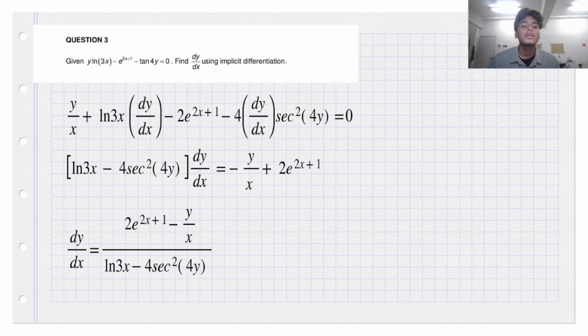And then we put all the equations that we differentiated together, and we separate the terms that are multiplied by dy over dx to the left, and the terms not included with dy over dx to the right. So we get ln 3x minus 4 sec squared 4y times dy over dx equals negative y over x plus 2e to the power of 2x plus 1. And we move the term multiplied by dy over dx to the left, and it will become divide. So dy over dx equals 2e to the power of 2x plus 1 minus y over x, divided by ln 3x minus 4 sec squared 4y. So that is our final answer.